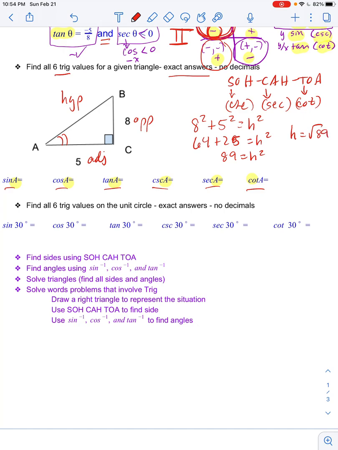And I'm trying to think if any perfect squares go into 89, and I don't think so. So that means I just have to leave this as the square root of 89. And since it says exact answers, I can't change that to a decimal. And some of you are going to do that on the test. It's going to say no decimals, and you're going to write a decimal, and you're going to end up getting it wrong. So pay attention to those details.